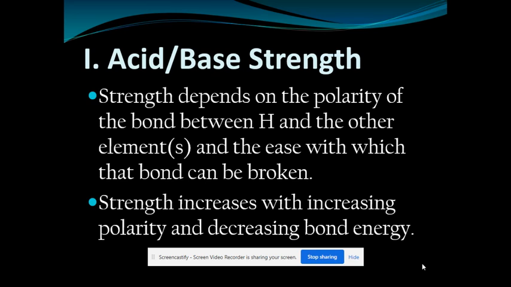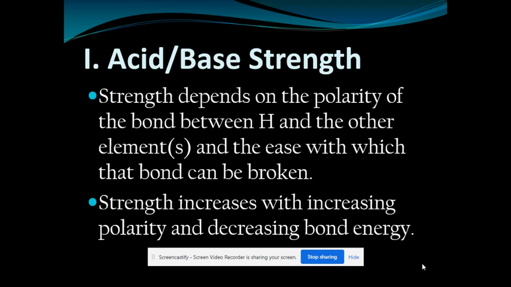And it says strength increases with increasing polarity and decreasing bond energy. Bond energy is the energy that holds a bond together. So what this is saying is an acid or a base is considered stronger when it's easier to break apart. And that may seem kind of contradictory. You may hear that and think, that doesn't make sense. If it's strong, shouldn't it hold together better?